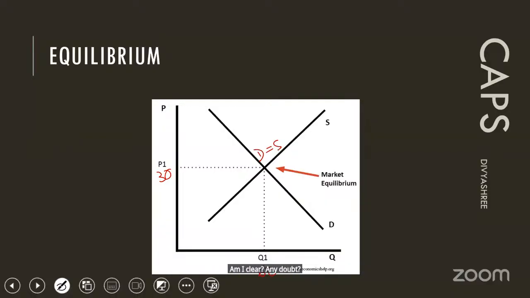Okay. So classical economists say that the market will establish this equilibrium. Demand and supply forces will come to one point where demand is equal to supply. That is the equilibrium price. Clear with the concept, everybody?